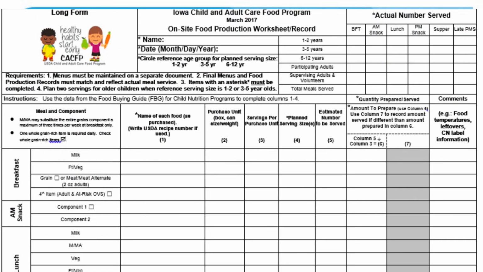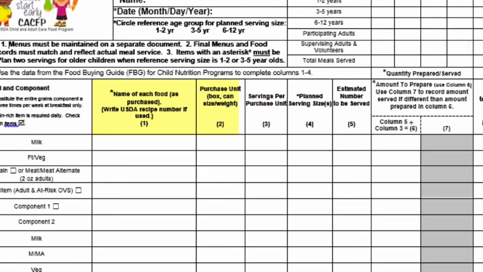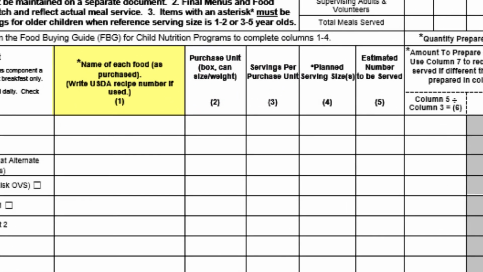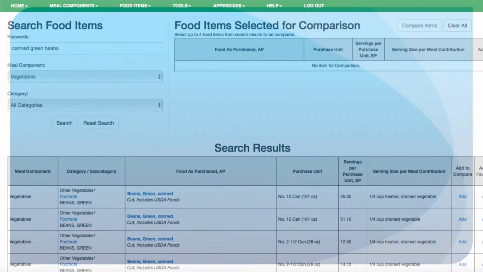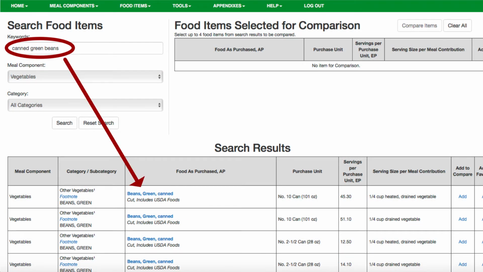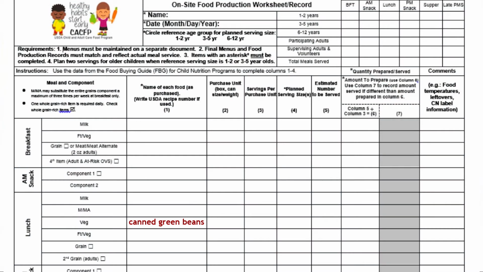The information you will need to complete columns 1, 2, and 3 of the food production record will come from the food buying guide. We will look up canned green beans. The information to enter in column 1 includes the name of the food as purchased. Find the description that best describes the food you are serving. Be sure to record the forms such as canned, fresh, dried, etc. If a food product cannot be located, use the item that most closely describes the product you use. Write the food to be purchased as listed in the food buying guide in column 1 of the food production record.